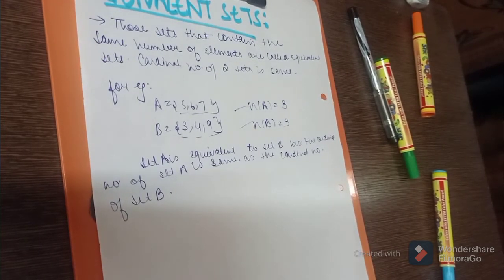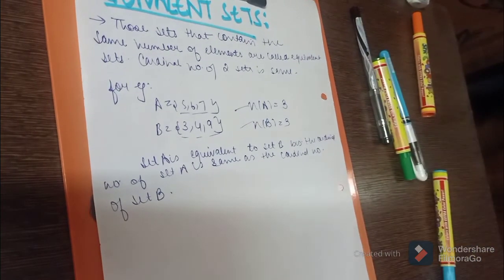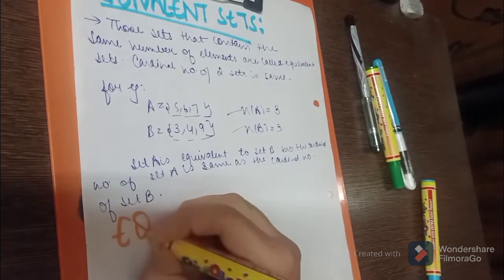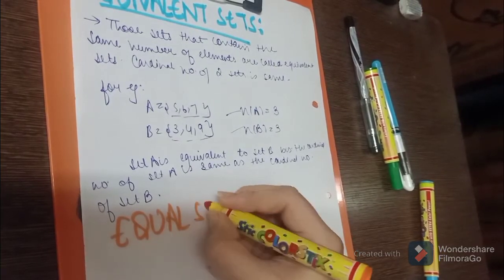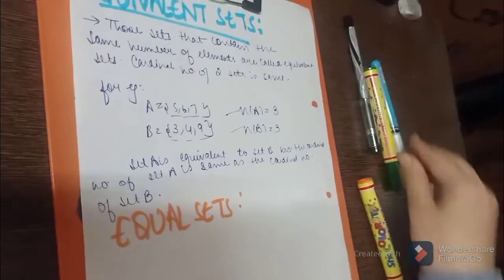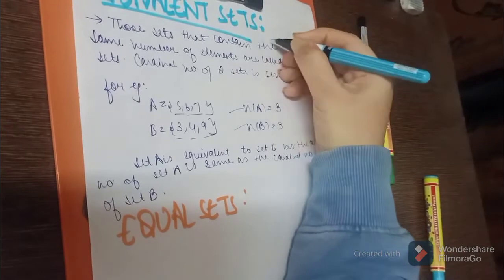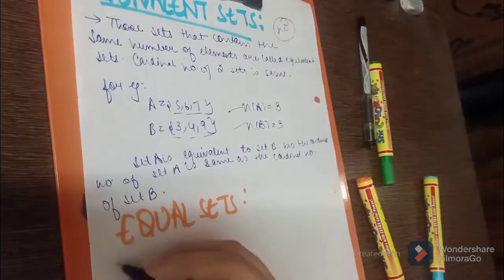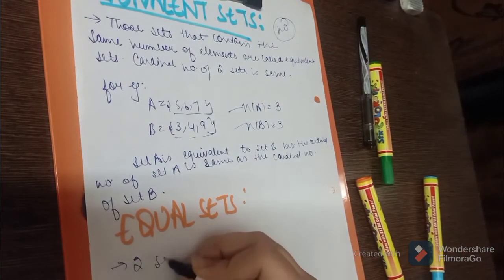Now what do we mean by the equal sets? See, please be careful with the equal and equivalent sets. They are two different things. Don't be confused in them, right? Now what are equal sets? I'll explain you the difference after I explain what we mean by the equal sets. Two sets are said to be equal if they have the same elements. Now here we had the same number. Here you have the same elements.